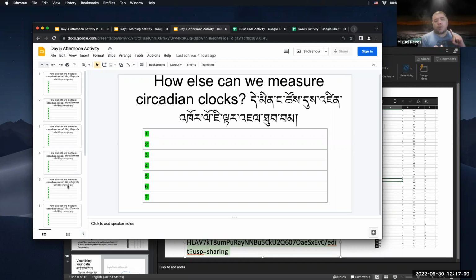So we looked at our pulse rate. We looked at brain activity. How else can we measure circadian clocks? Just list as many as you can per table.